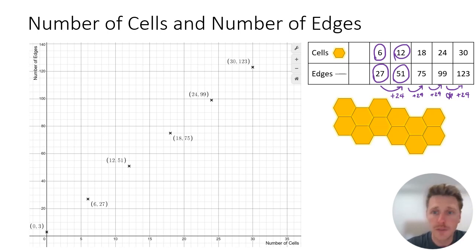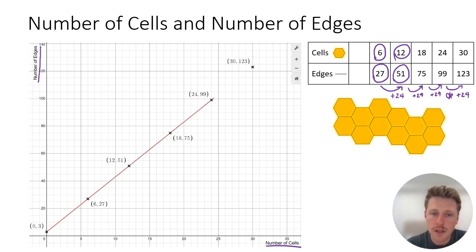So let's see if we can draw this line in. Just to be clear, along this axis now we've got number of cells. Along this axis we've got number of edges. So let's draw that in. Okay. So you can see all those points line up. It's a nice linear relationship.